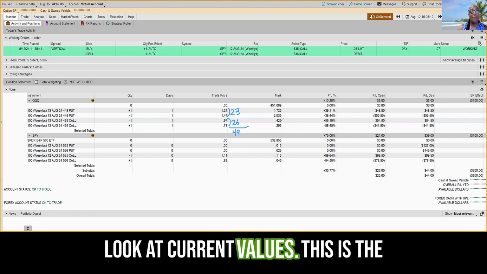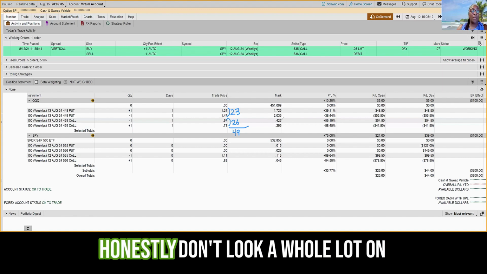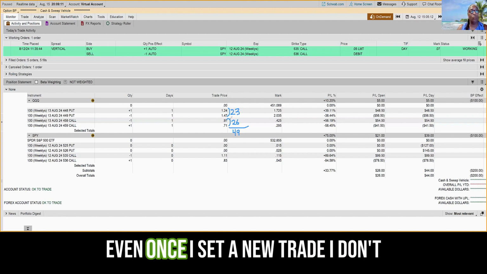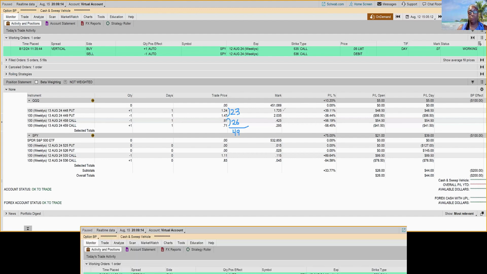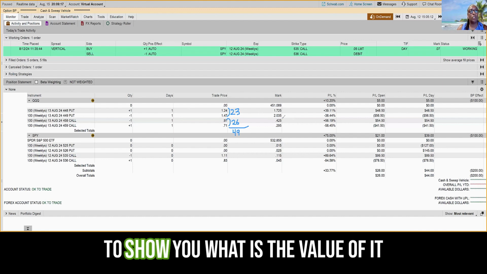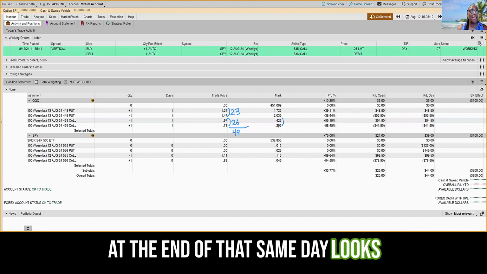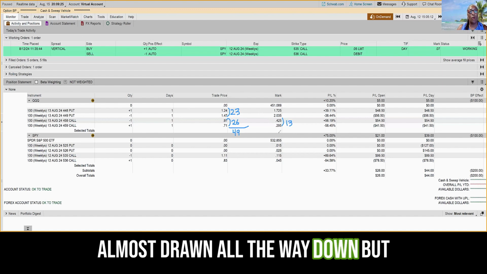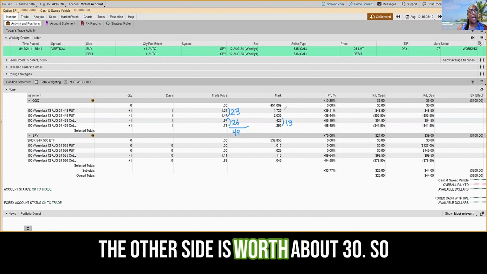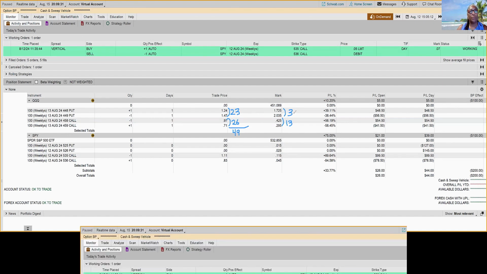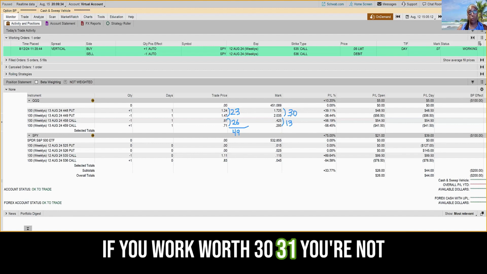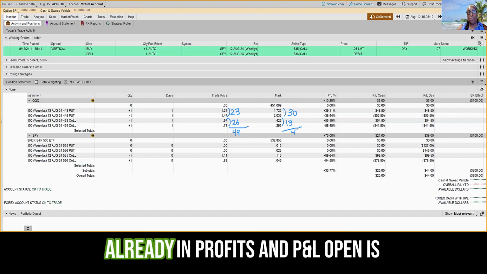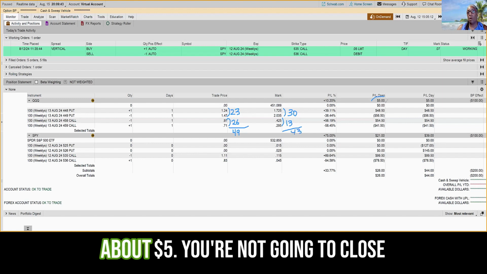Then we can look at current value. This is the end of the day, the first day. So I honestly don't look a whole lot on the first day because I know I'm not going to close it. Once I set a new trade, I don't really contend with it until the next day. But I want to show you the value of it at the end of that same day. Looks like this is what, $13. One side is almost drawn all the way down, but the other side is worth about 30. So even if it was worth 30, 31, you're not going to do this, but if you did, this trade is now worth what, 43. So it's already in profit. See, P&L open is about $5.